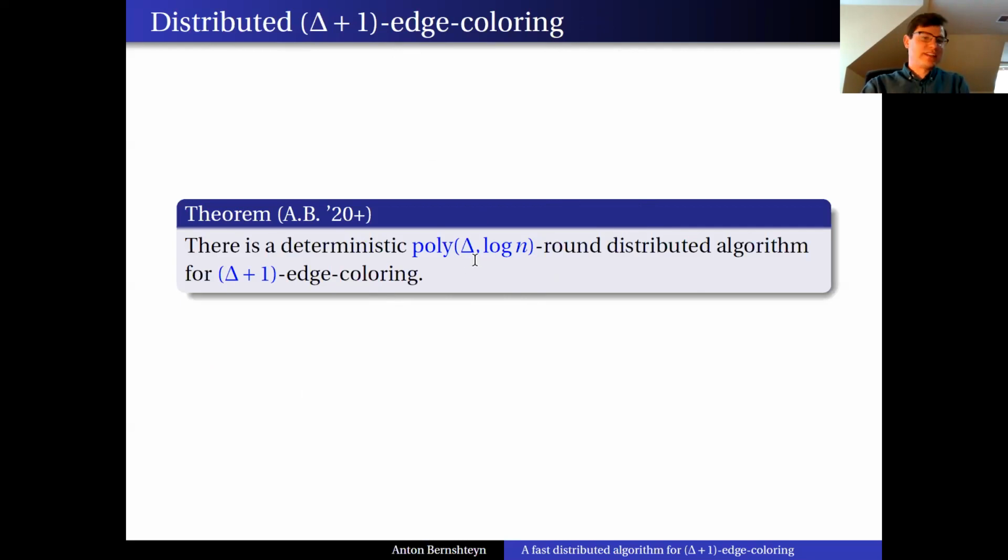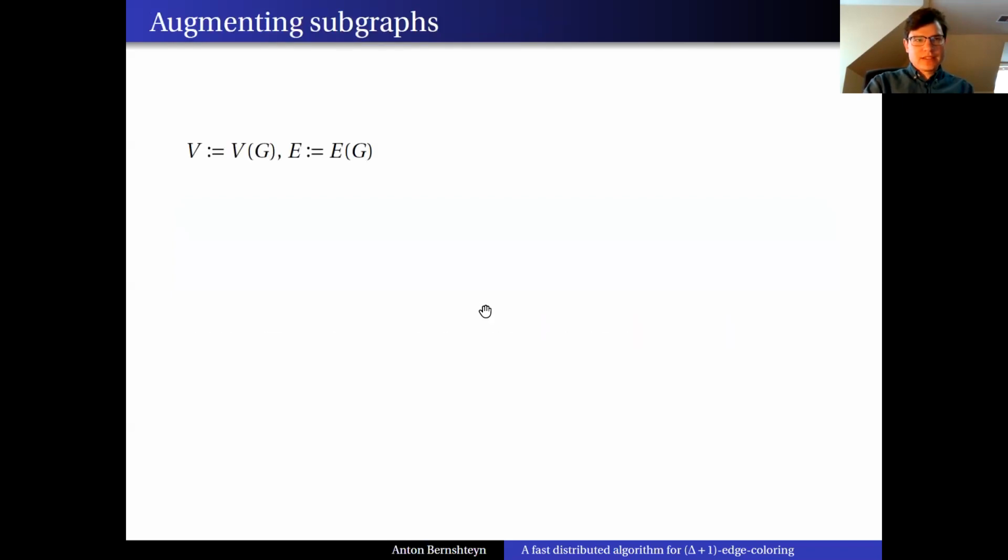But in principle, there is no reason to think that the best possible algorithm will depend on delta in this way. If there are any more questions, feel free to ask. Where was I going? Augmenting subgraphs. So the idea is that some of the edges are already colored, and we're given an uncolored edge, which we want to make colored somehow. Maybe we change the coloring a bit, and then we extend it to this edge.